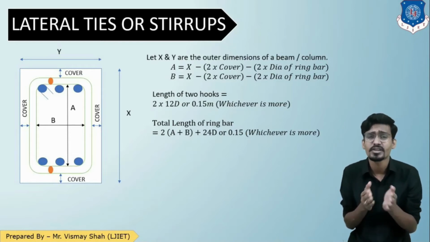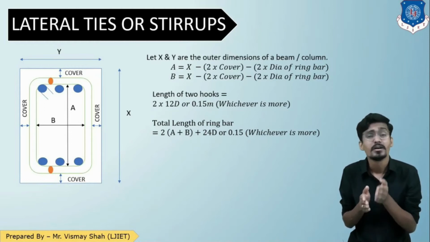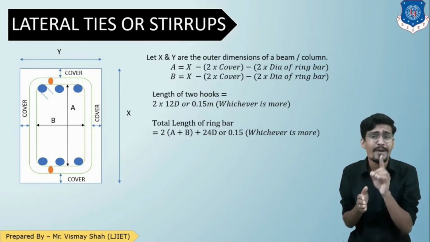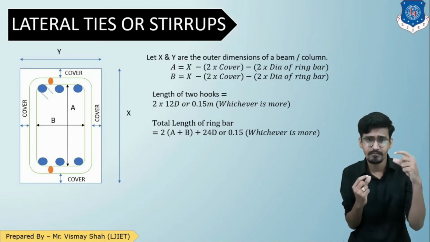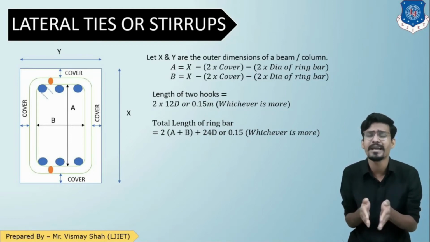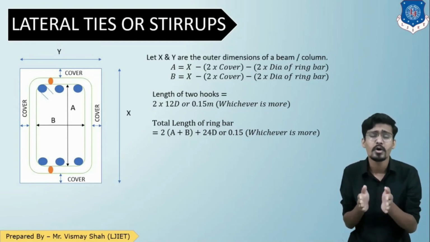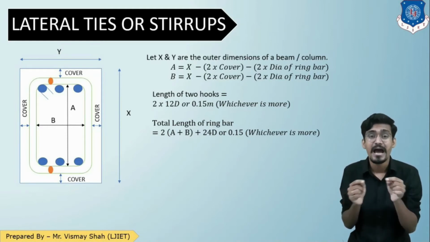And similarly, in the horizontal direction, that is for B. So B equals Y minus 2 times the cover minus 2 times the diameter of the bar of ring stirrups. Now, once you find out A and B, you just put the values in the formula that L equals 2A plus 2B plus 12D or 0.15. Now here 12D is when there is a single side hook. If there is a hook on both sides, 2 times 12D, so that will be 24D. So I hope we are clear about the lateral tie. You will find the length.